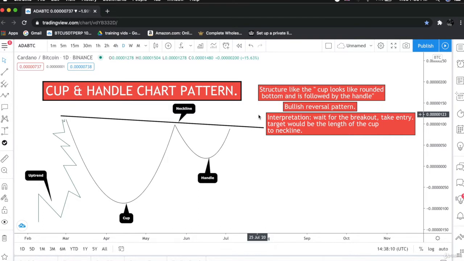The target for the cup and handle pattern would be the length of the cup to the neckline. We have to take the length from here towards the neckline. This is the neckline. Upon breaking the neckline, we have to take entry. Let's measure our target.